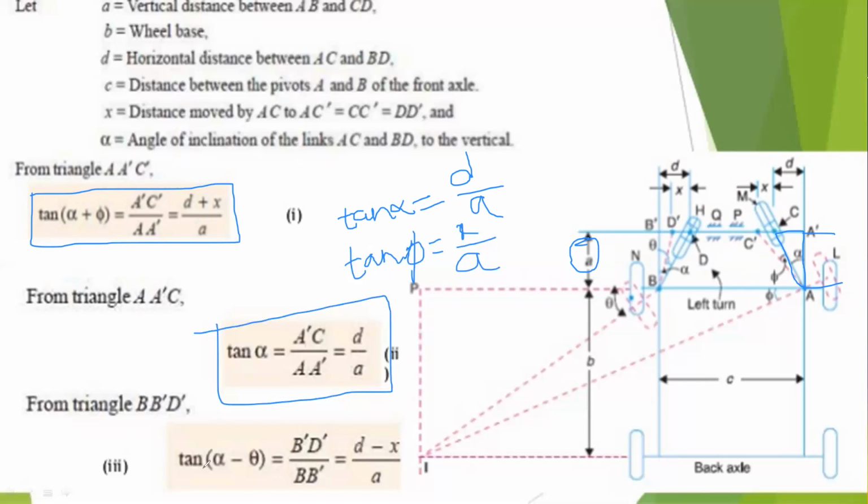And how to calculate tan alpha minus theta, it is D minus X by a. I can get tan alpha plus phi is equal to D plus X by a, and tan alpha minus theta is equal to D minus X by a.